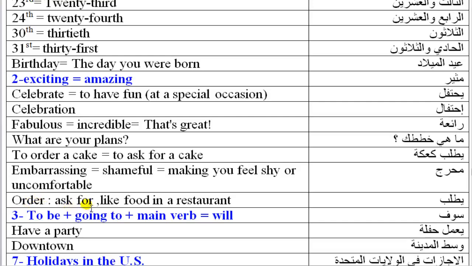Order, ask for, like food in a restaurant. To ask for something, for example, when you ask for food in a restaurant. 3. To be going to plus main verb. Going to, gonna. We're going to have a party downtown.